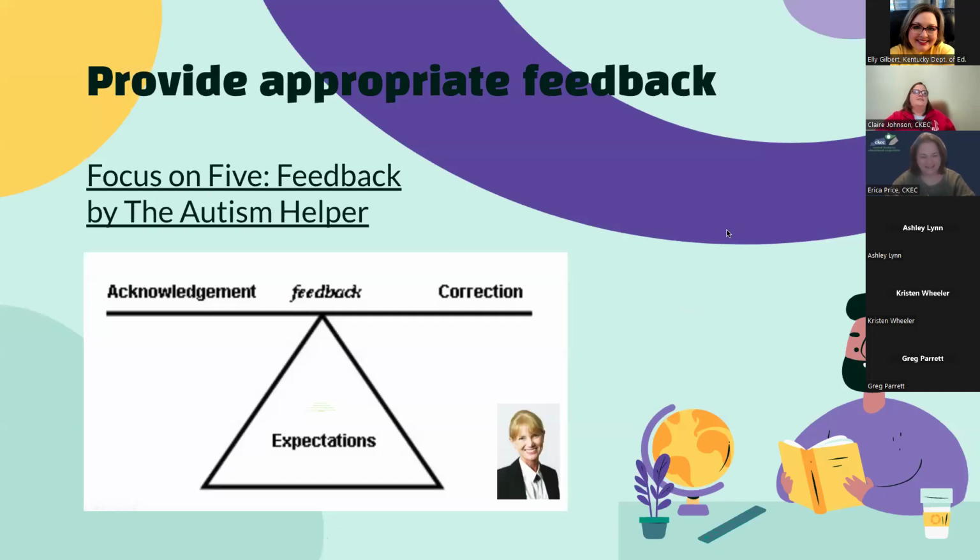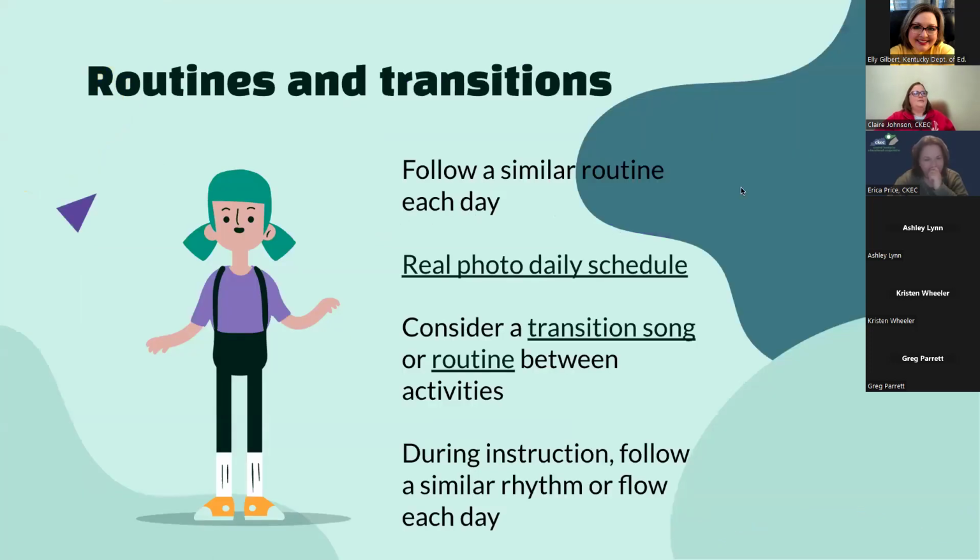Providing appropriate feedback, so knowing how much correction versus acknowledgement of their effort to give is very important. Giving specific feedback to the students as they're teaching is also very important. So there's a really good link here by the Autism Helper who we really like at CKEC, who has some great thoughts on her blog about feedback. So that there's a place that they could go to look at that as well.